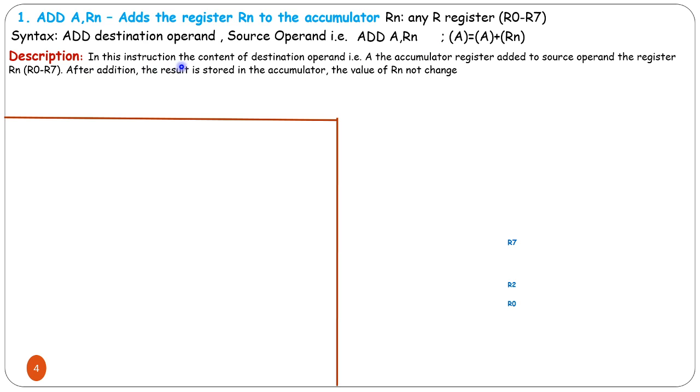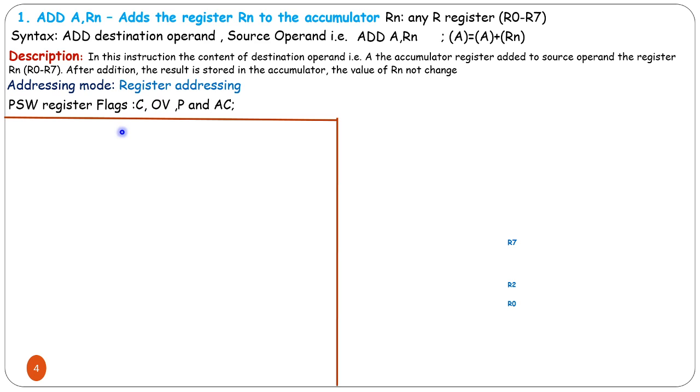In this instruction, the content of destination operand A, that is the accumulator register, is added to the source operand, the register Rn, R0 to R7. After addition, the result is stored in the accumulator. The value of Rn does not change, meaning the destination operand changes, the source operand does not change. This instruction belongs to register addressing.